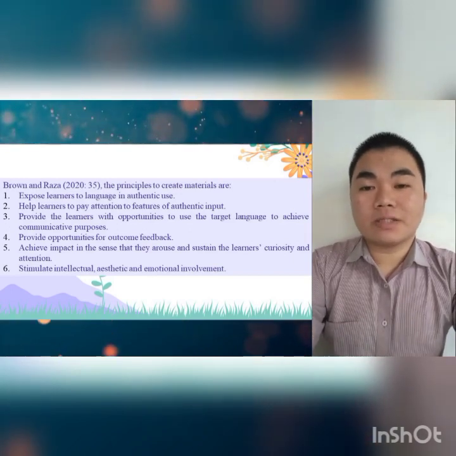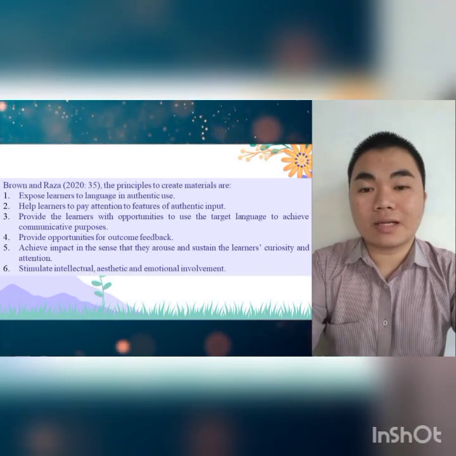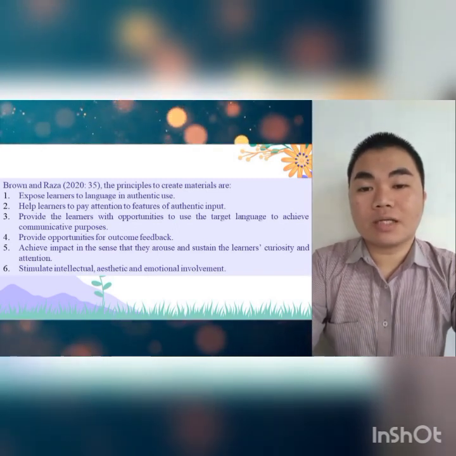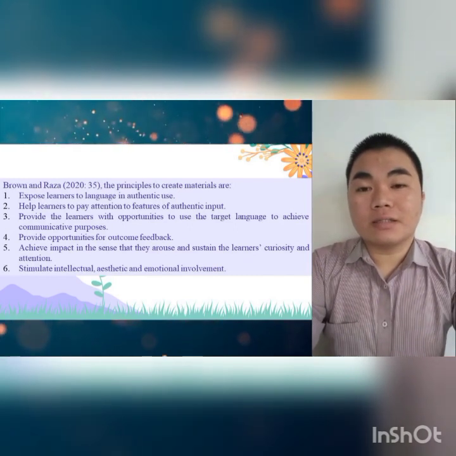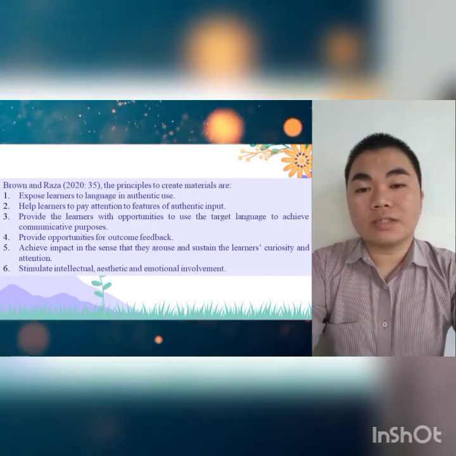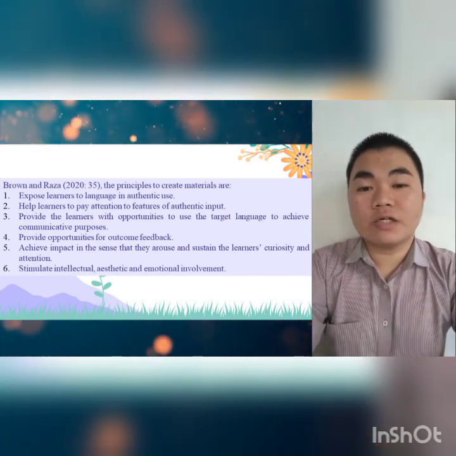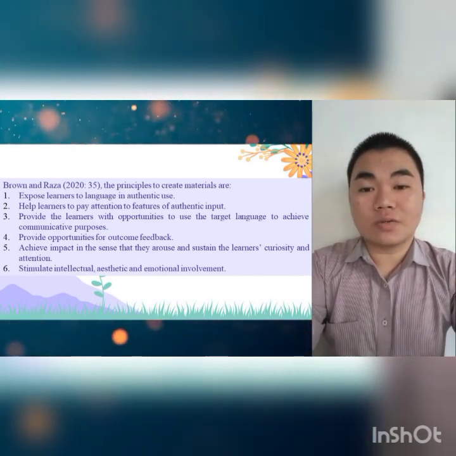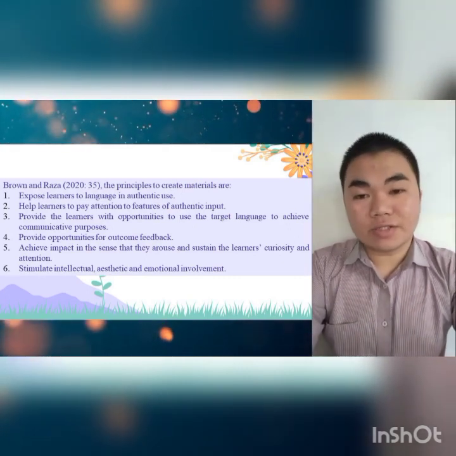The third principle is to provide the learners with opportunities to use the target language to achieve communicative purposes. What is meant by this is giving learners opportunities to practice using the language in real-world situations to achieve a specific goal, such as ordering food in a restaurant or making a hotel reservation.